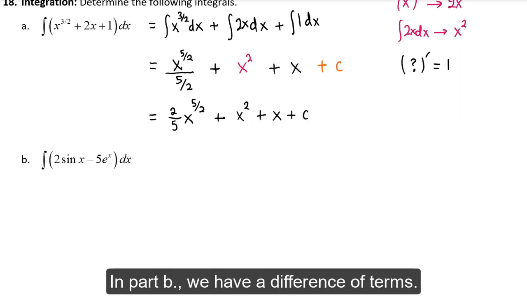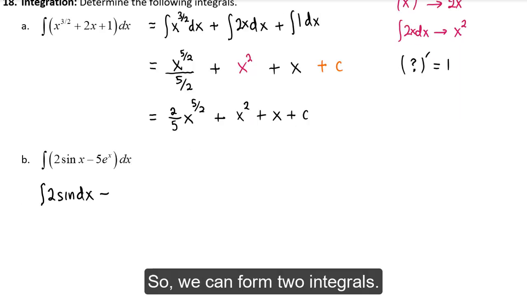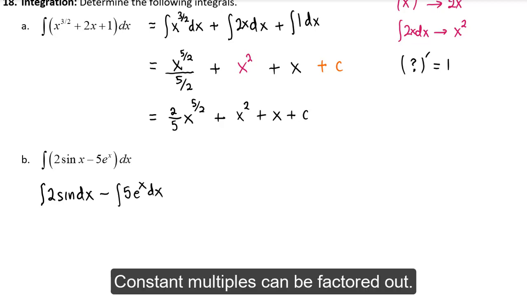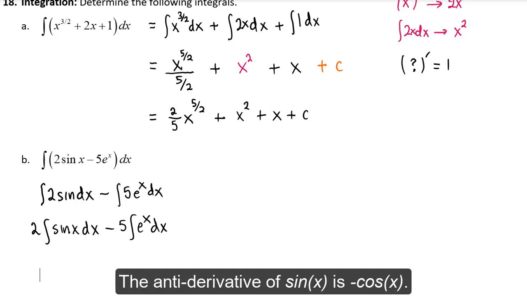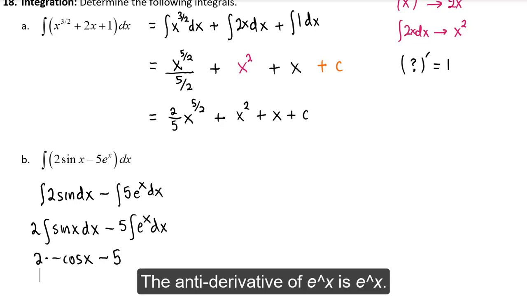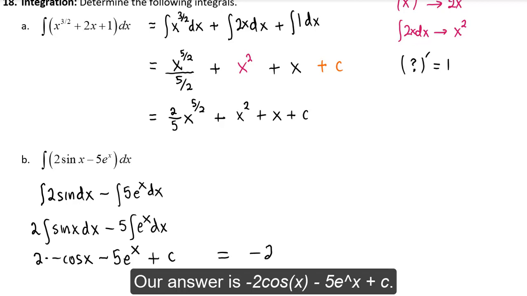In part B, we have a difference of terms, so we can form two integrals. Constant multiples can be factored out. The antiderivative of sine of x is negative cosine of x. The antiderivative of e to the x is e to the x. Our answer is negative 2 cosine of x minus 5 e to the x plus c.